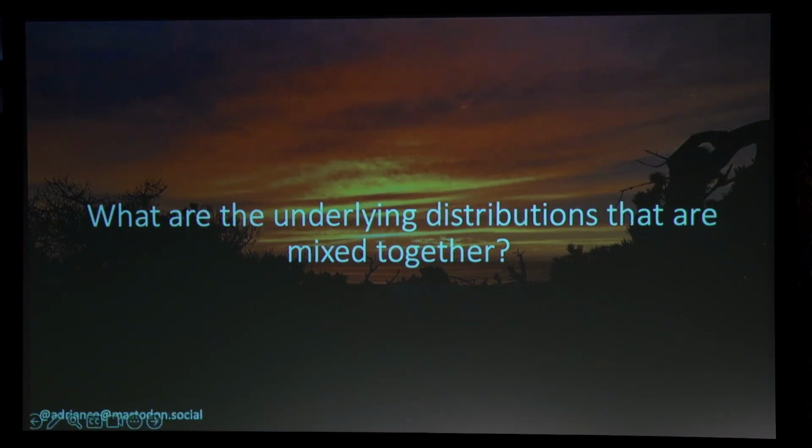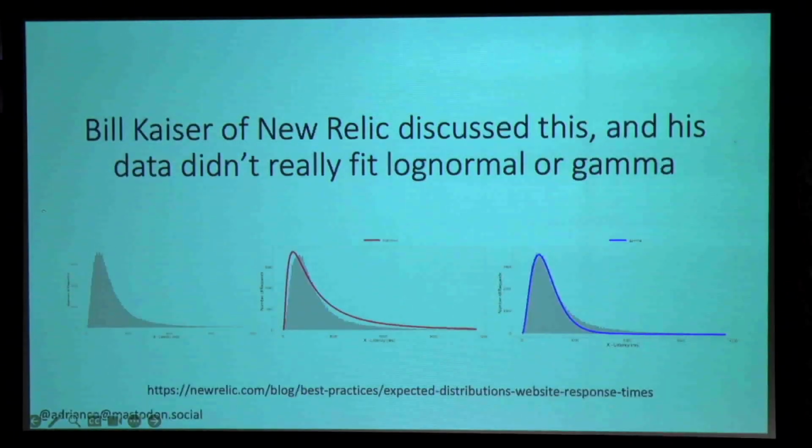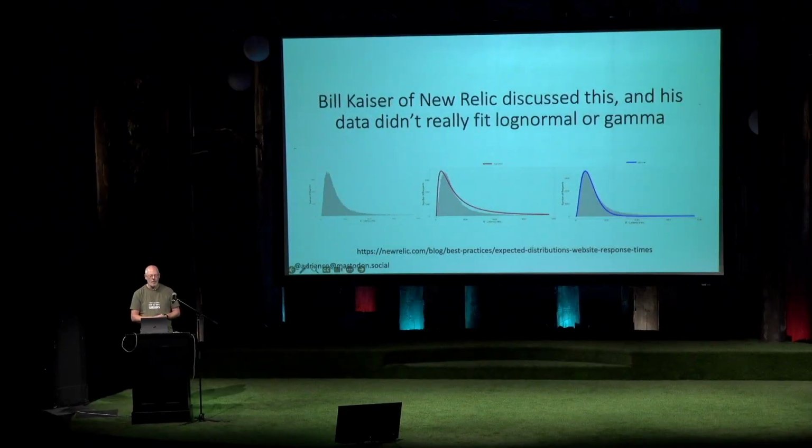So then the question is, you're mixing these distributions. Mathematically, what are these distributions? Because that matters, and how do you put this together? There was a really nice blog post from around 2017 by Bill Kaiser of New Relic. I think he's retired now, but he was CTO or a distinguished engineer or something at the time.